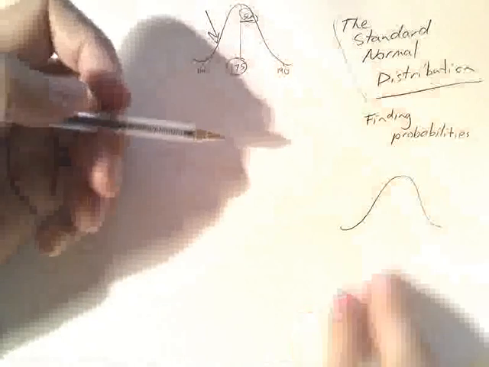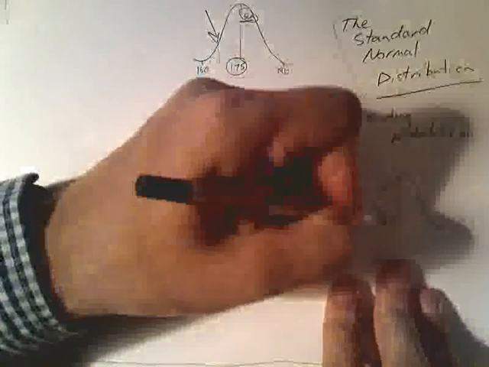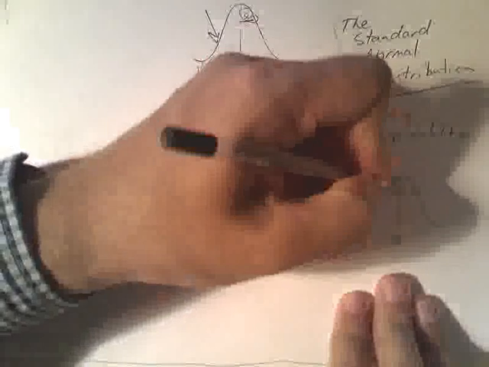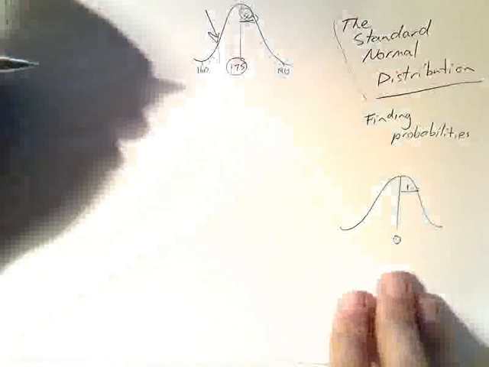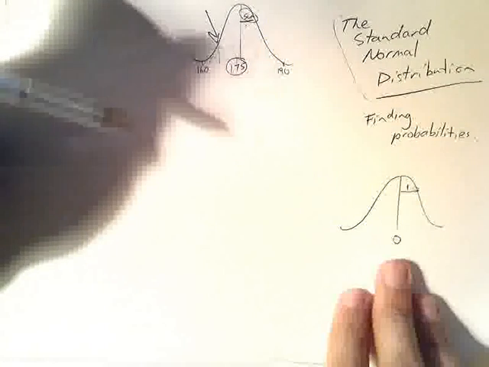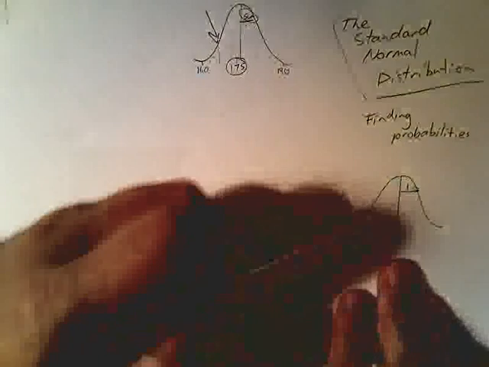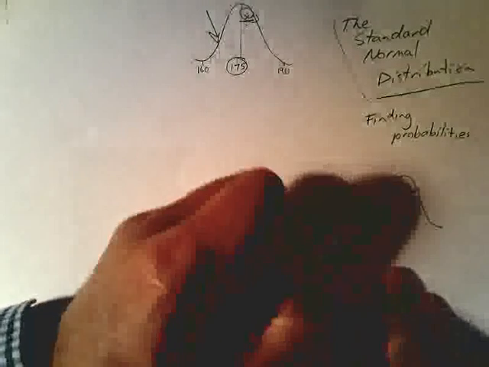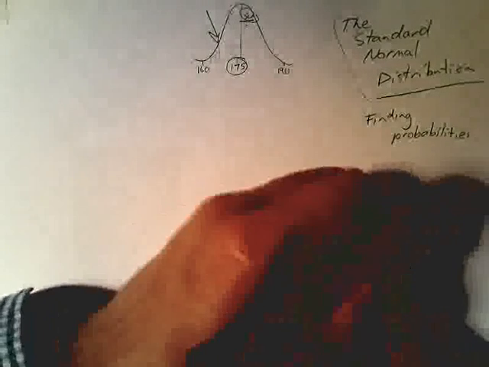Same shape, it's still a normal distribution. This time it has a mean equal to 0, and it has a standard deviation equal to 1. That means that 99.7% of all values in a standard normal distribution fall between -3 and 3.